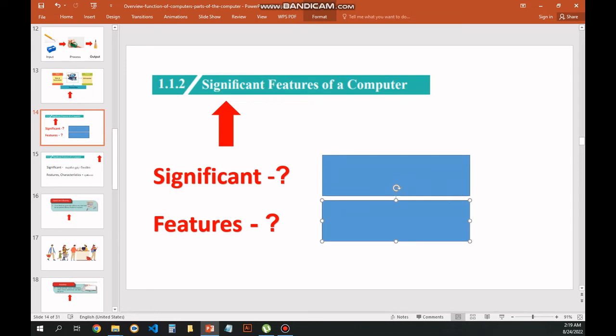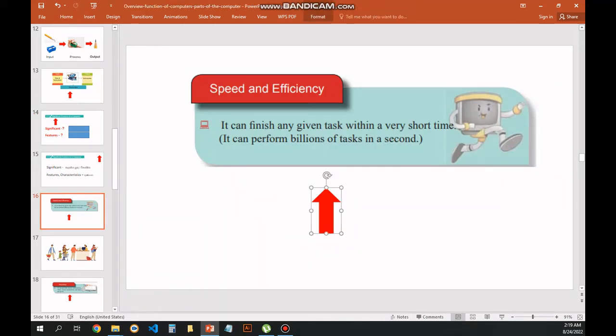So now we are going to talk about the important qualities of a computer, or maybe specialized qualities of a computer. All right, let's see the first quality. They are telling speed and efficiency. That's the first quality. Let's try to read it. It can finish any given task within a very short time. Within the brackets it's mentioned, it can perform billions of tasks in a second.